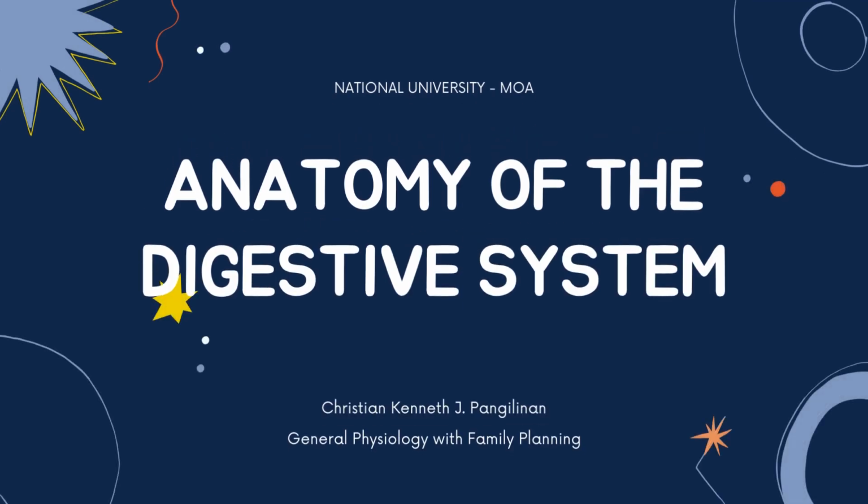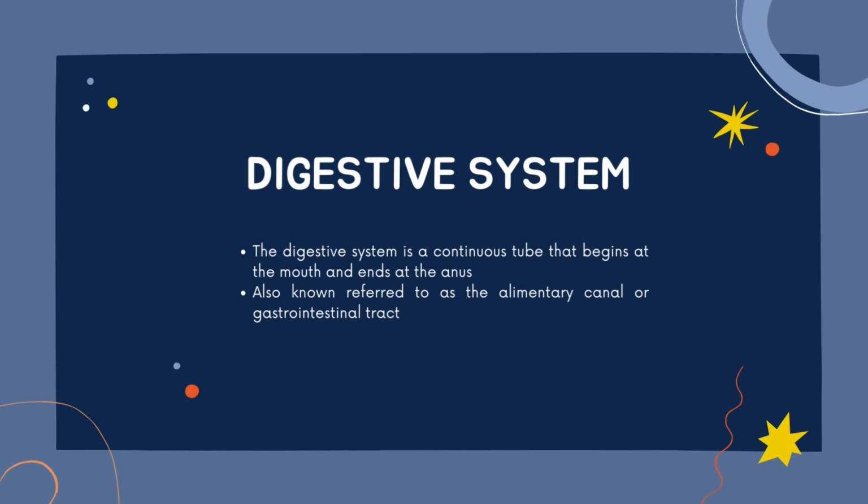Today, I will be discussing the anatomy of the digestive system. First, let us define the digestive system. The digestive system is a continuous tube that begins at the mouth and ends at the anus. It measures about 30 feet long in the average adult, and it is known as the alimentary canal or the gastrointestinal tract.